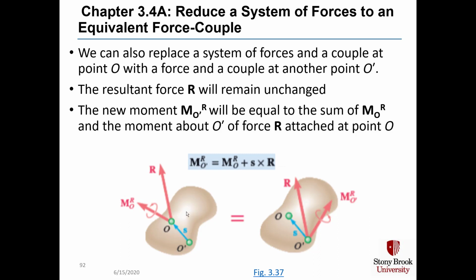And the new moment is called M sub O prime of R, and that's equal to our moment M sub O of R plus s, which is our position vector, crossed with R. And that's what we get in the lower right corner, where we still have vector R, but now we've got a new moment that we have to calculate.